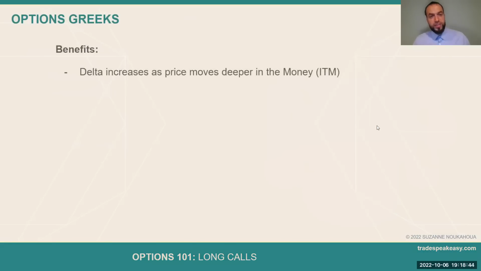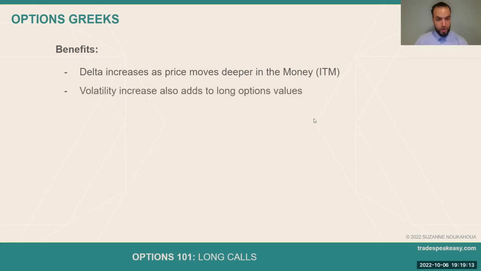So the option Greeks benefits: delta increases as price moves deeper in the money. If price goes in your favor, you enter that SPY position and price goes higher, your delta is going to increase and put your option contract deeper in the money and inflate your premium. The premium is the cost of the contract. So you want to buy at a low premium and let delta increase the cost of it for you.